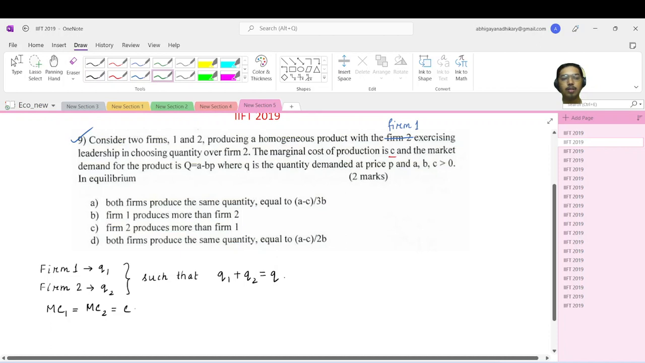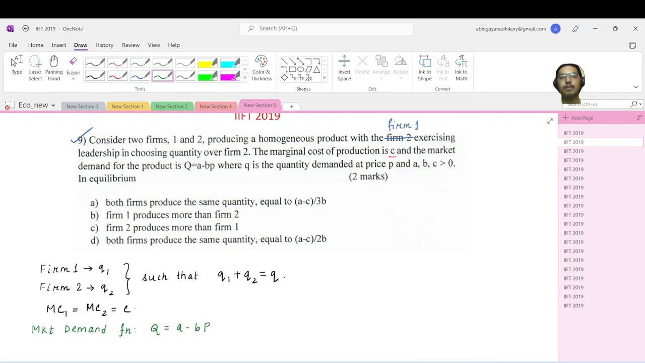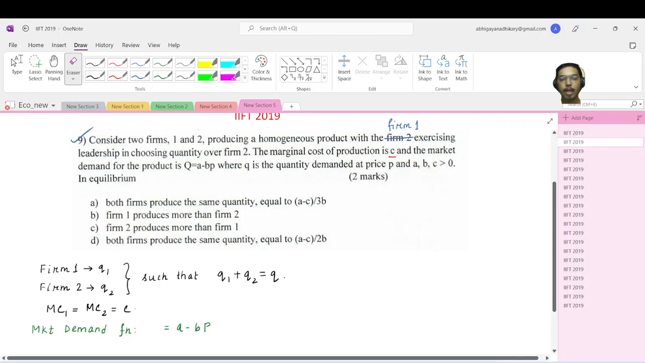And the market demand function is Q equals A minus BP. So over here it should be small q, not capital, because that's not the notation that has been used. So if you just interchange it, q is basically q1 plus q2. This entire thing is equal to A minus BP. This is what is there.